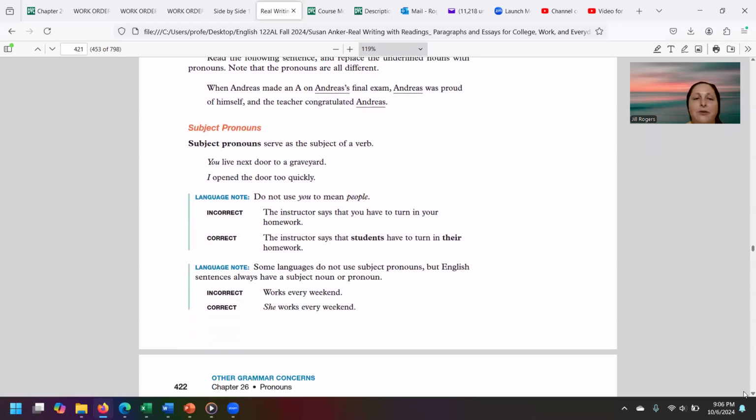So subject pronouns serve as the subject of a verb. You know this. You know that subjects do this. You live next door. Subject, verb. I open the door too quickly. Subject, verb.